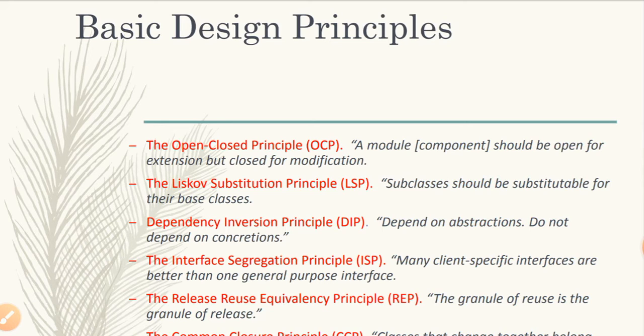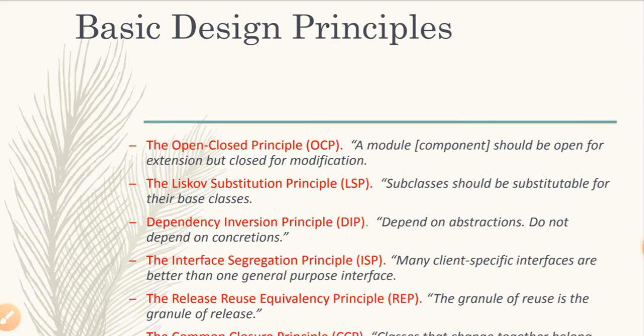Your focus should not depend on what is written in that particular file. Next is the interface segregation principle, also called the ISP. Many client specific interfaces are better than one general purpose interface. That is, a good quality printer can print n number of papers. Next principle is the release reuse equivalency principle, REP. The granule of reuse is the granule of release. That is, you can use your paper for front and back printing also.